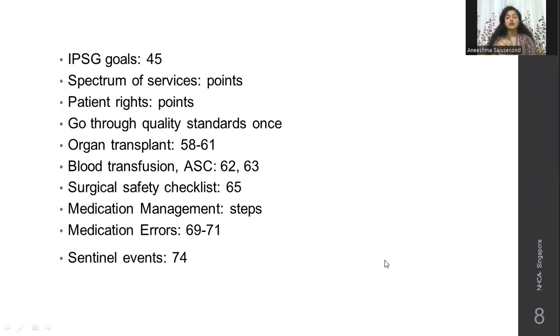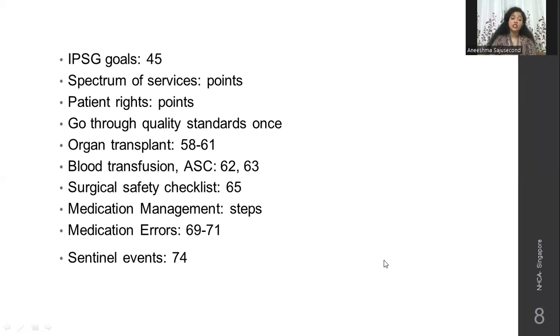Go through the quality standards only once. Okay, only conceptual questions will come from quality standards. But as soon as you read the question, you will understand what the answer should be. Okay, easy questions will come from quality standards. Organ transplantation, important chapter, page numbers 58 to 61. Okay. Blood transfusion, again, conceptual questions.